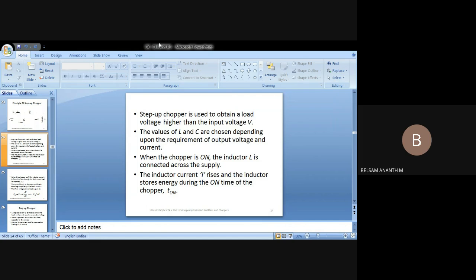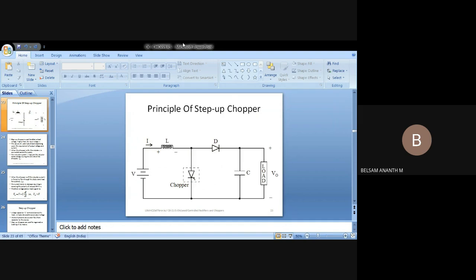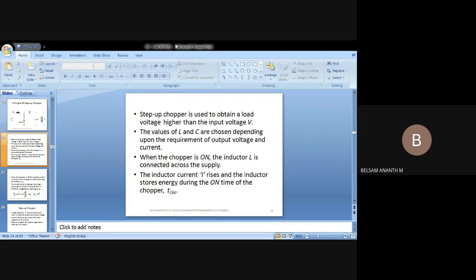When the chopper is on, the inductor L is connected across the supply. When the chopper, or the thyristor, is on, the inductor L is connected across the supply, as you all know from the previous diagram. The inductor current rises. Inductor will have an ability to get excited. That's what I told you.